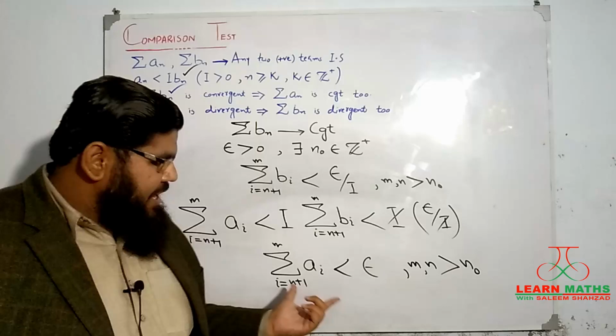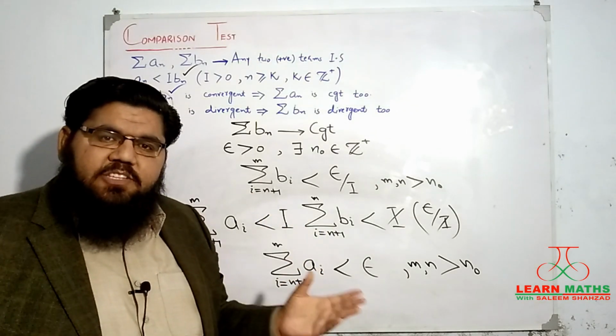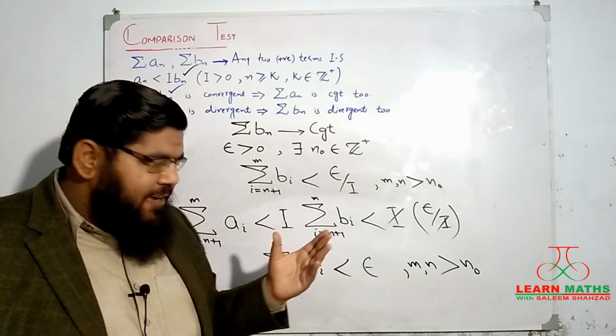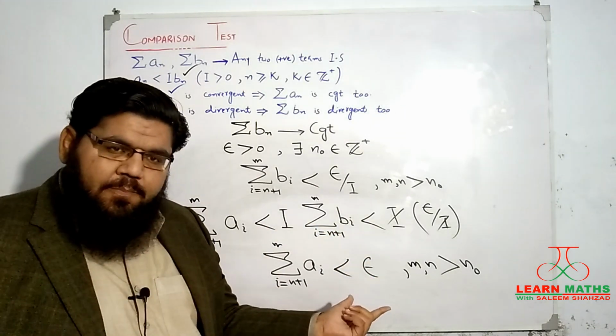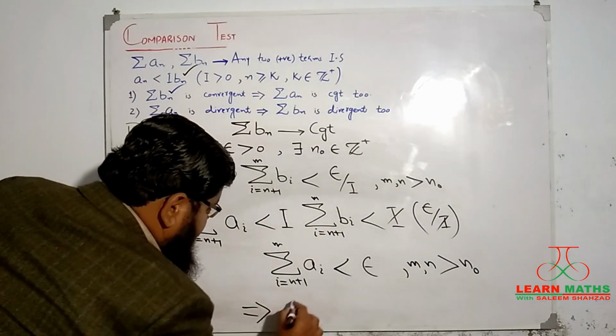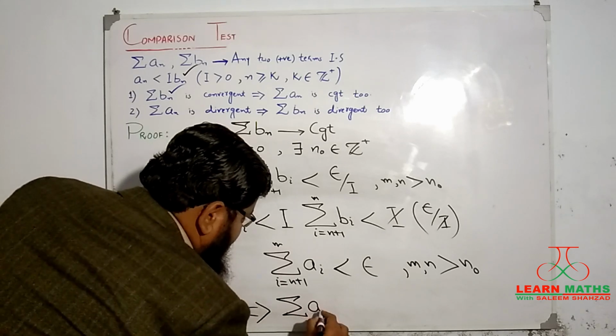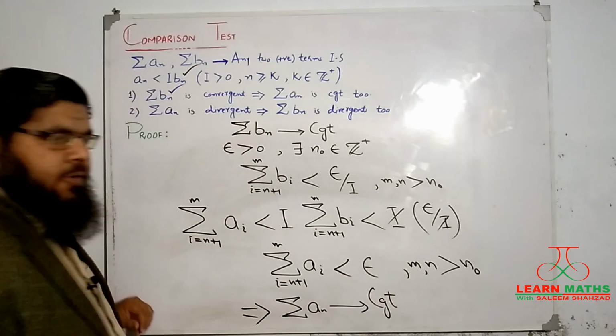What does that mean? It means the series summation an has also satisfied the general principle for convergence of infinite series. It is satisfying all the conditions of that principle. So from here we can say that the series summation an is also convergent, right?